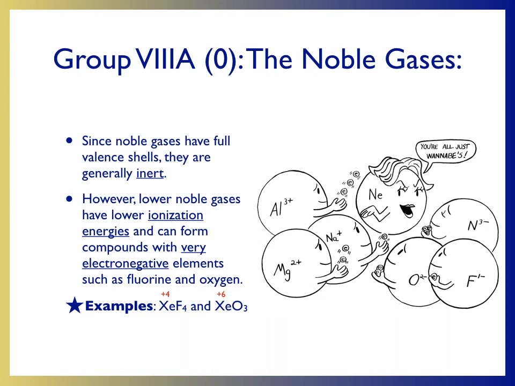This is directly related to the differences in ionization energy. Since helium and neon have the higher ionization energies within the group, they don't form any compounds with any other elements. This includes fluorine. But since the ionization energy gets lower, then we can coax those later noble gases to react with very reactive, very electronegative atoms, such as fluorine and oxygen.